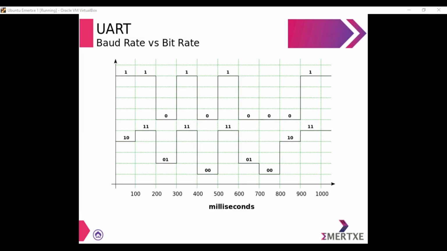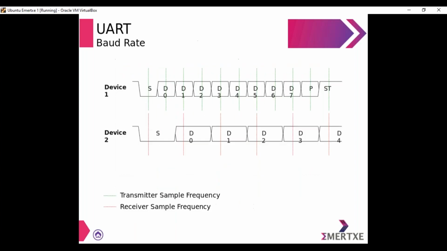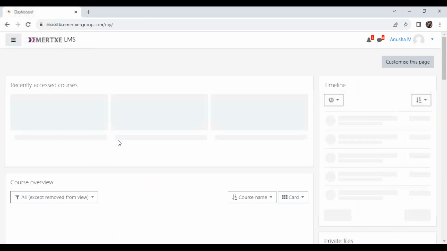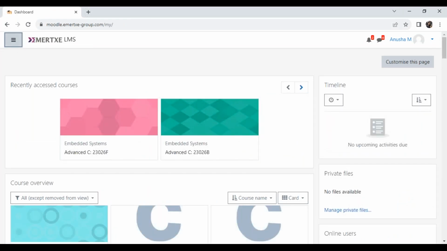Now, what happens if they do not work with the same baud rate? We will discuss that in tomorrow's class. This one slide we will discuss theoretically, and then we will move to the programming part in tomorrow's class.